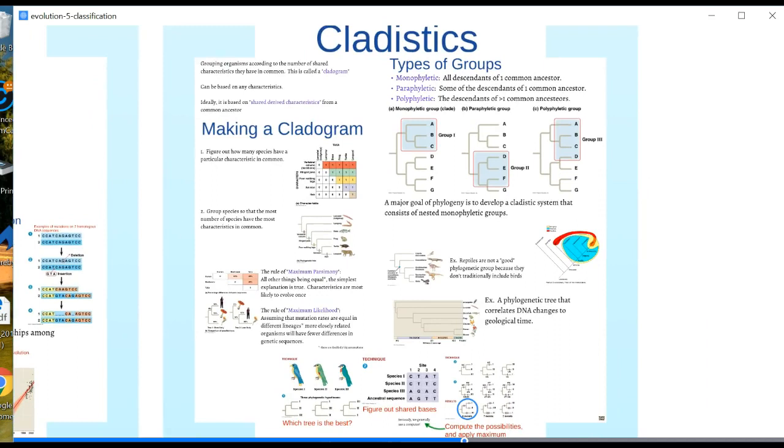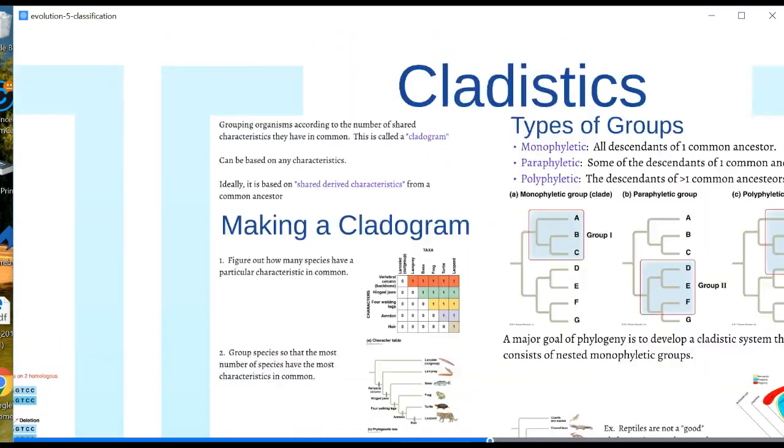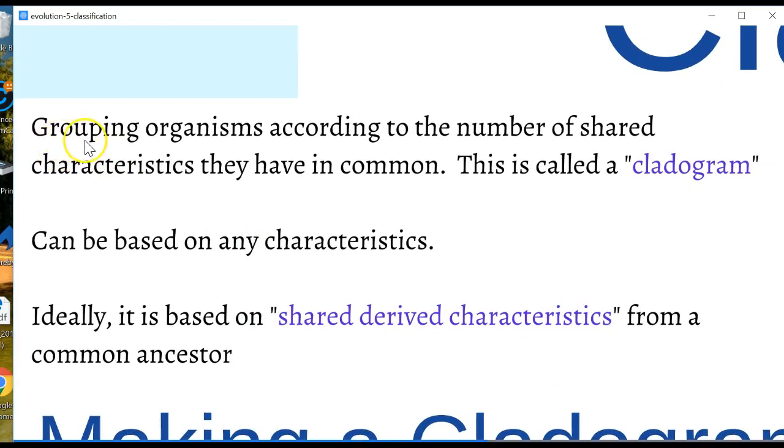Okay, so into cladistics. So first of all, you should know that this is how we group organisms according to the number of shared characteristics they have in common. And this is what we refer to as a cladogram. It can be based on any characteristics, but ideally it is based on what we call shared derived characteristics from a common ancestor.